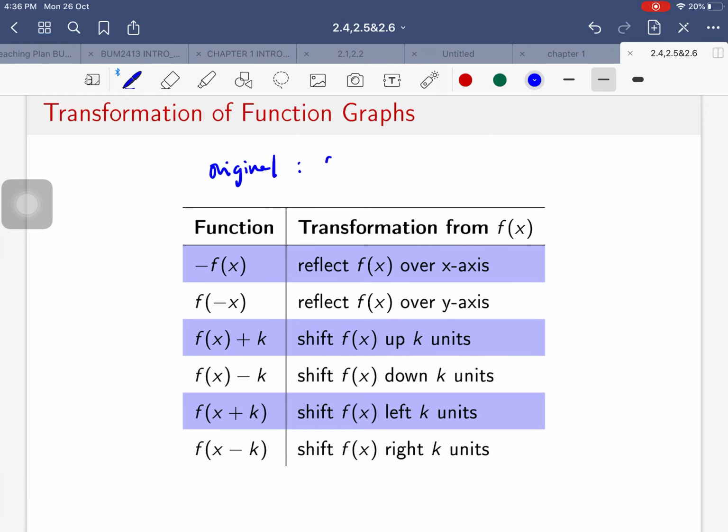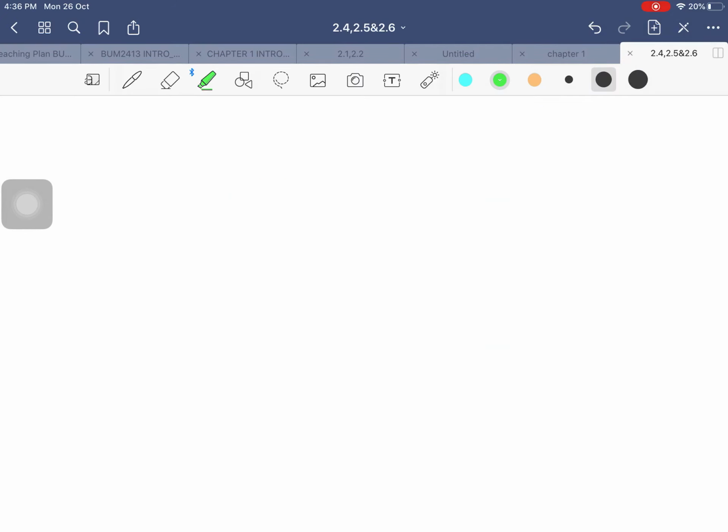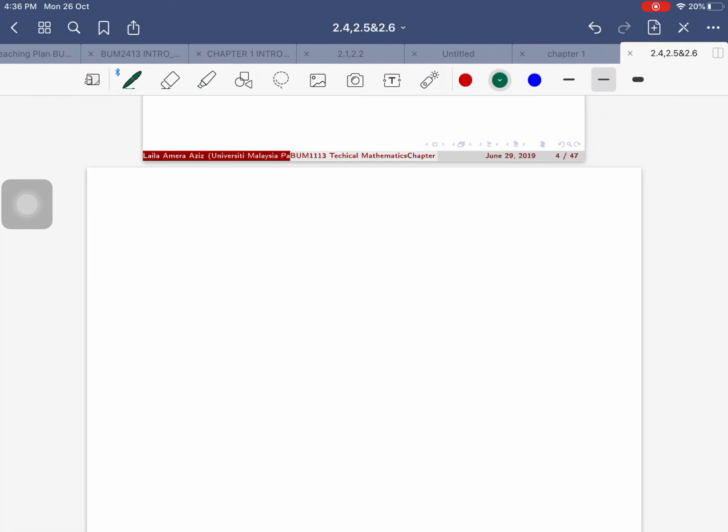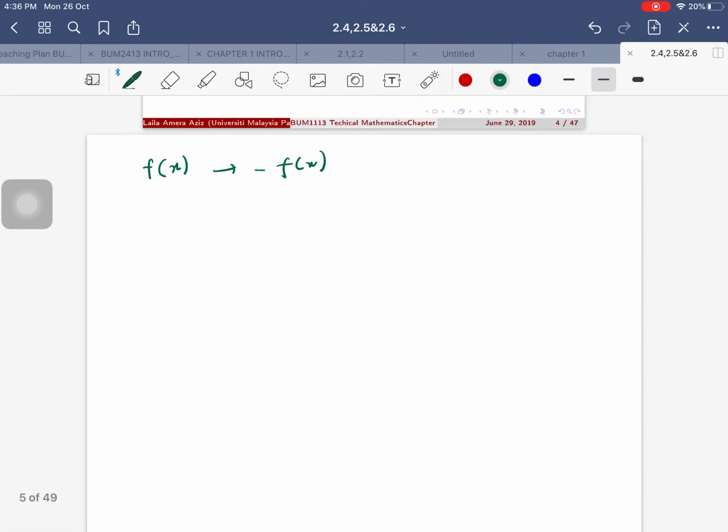Okay, so let's say our original function is in terms of f of x. If we transform it to become a function of negative f of x, the graph is supposed to be reflected over the x-axis. So what does it mean? When you have f of x to negative of f of x, your graph is supposed to be reflected over the x-axis.